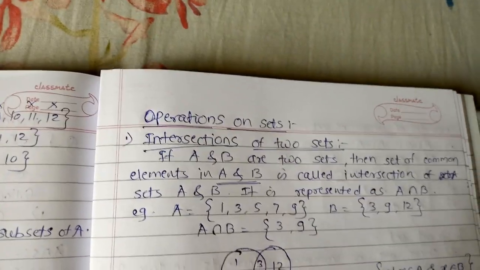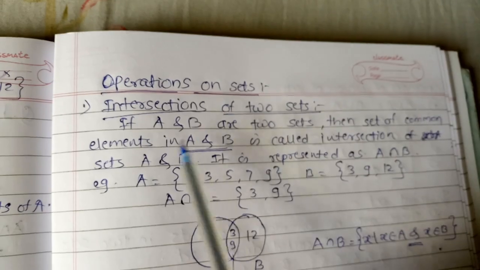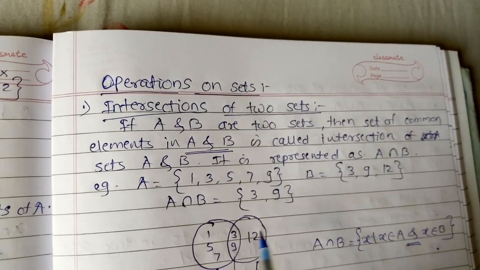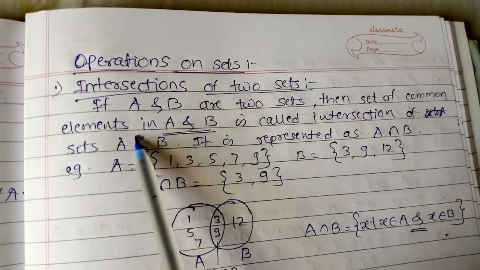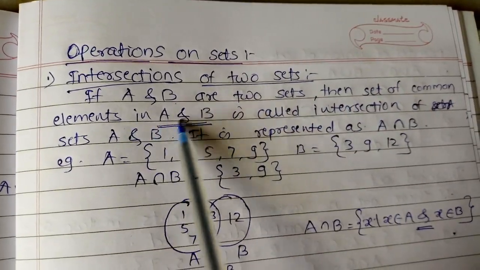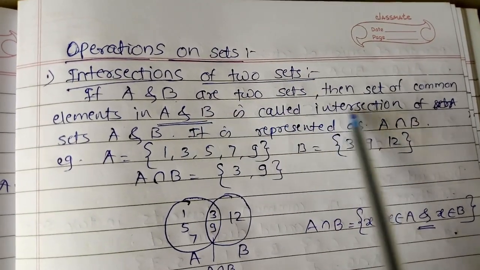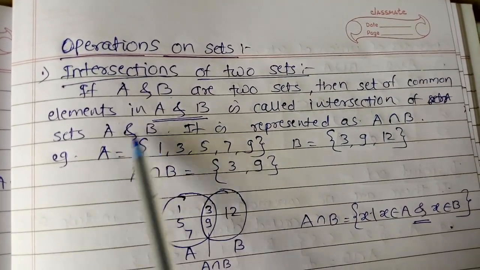Hello students, I am going to continue the chapter sets of standard 9, operations on sets. So first one is the intersection of two sets. If A and B are the two sets, then the set of common elements in A and B. So remember this word, that is A and B is called the intersection of the sets A and B.